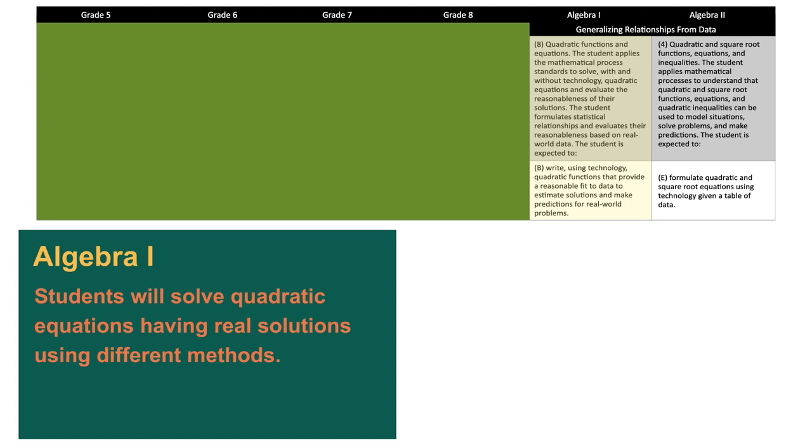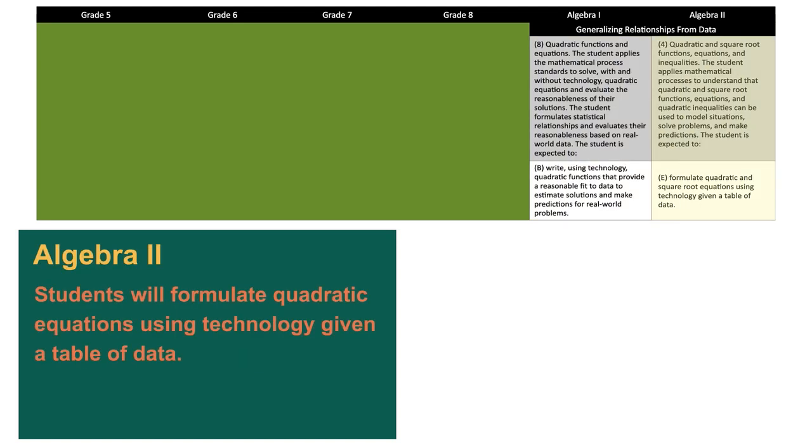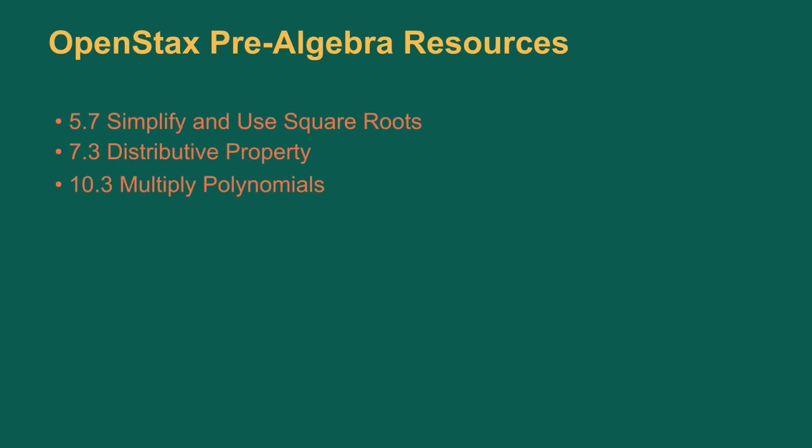The calculation of the regression equation for quadratic data parallels similar TEKS expectations for calculating linear or exponential regressions using Desmos. In Algebra 2, this is the basis for formulating quadratic equations using technology given a table of data. As you move through this unit and find students who have gaps in their understanding of the prerequisite skills, there are many resources available in the OpenStax Pre-Algebra book.